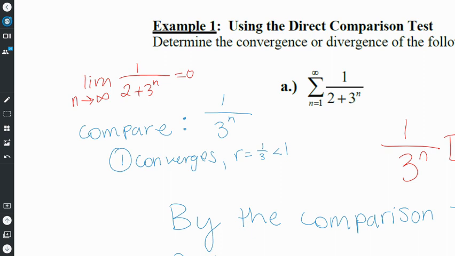Can I use the p-series test? Is this in the form of 1 over n to the k, where k is a positive constant? So I can't use the p-series test. So now I have to use something else, which in this case is the comparison test. Does that make sense? Yeah.